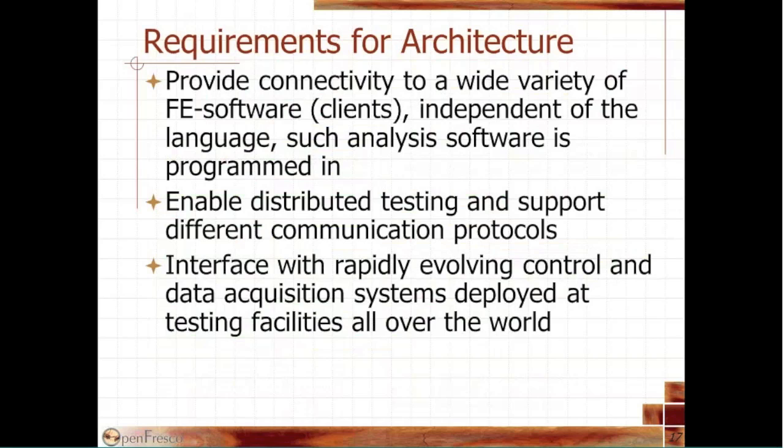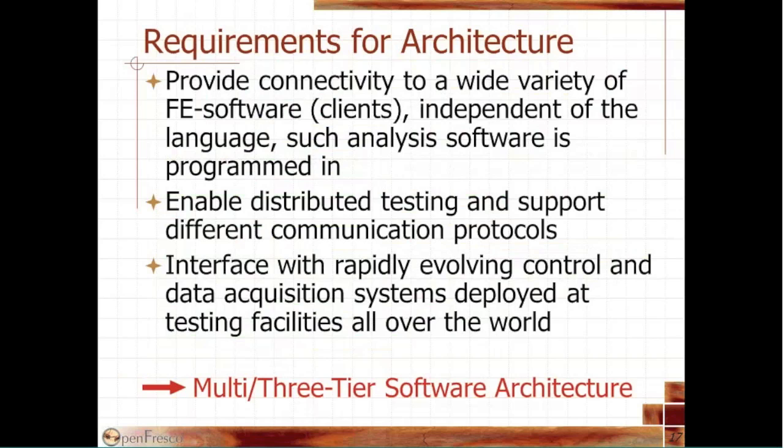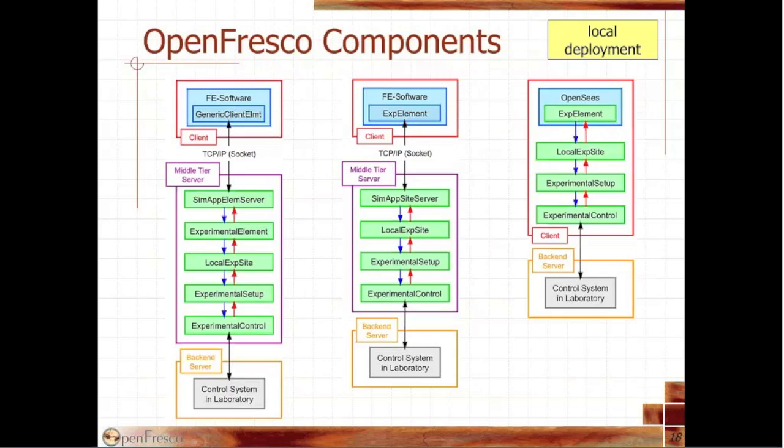We also want to enable distributed testing and support different communication protocols across the network. And then finally, we want to interface with rapidly evolving control and data acquisition systems in the laboratory. Each laboratory all over the world is using different data acquisition systems, different control systems. We would like to interface with all of them. So with these additional requirements, we then decided to wrap around the main 4 objects in OpenFresco what is called a multi-tier software architecture. And with that, we can then deploy OpenFresco in many different ways.